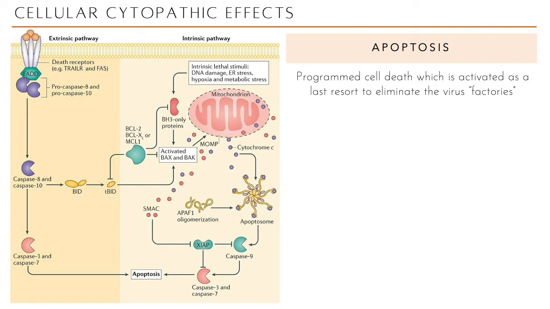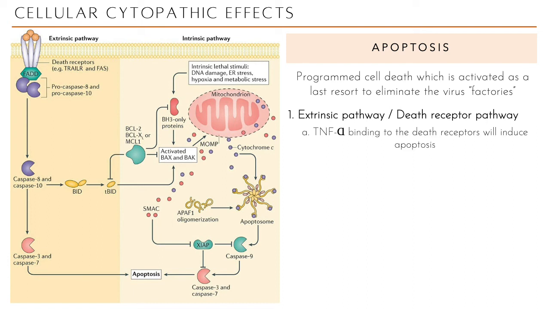I meant that sarcastically. All right, let's make it easy. This is the last slide. The extrinsic pathway would be the death receptor pathway. In the death receptor pathway, you need a certain cytokine, which is TNF-alpha, tumor necrosis factor alpha, to bind to death receptors outside, like TRAIL and FAS, which will induce the apoptotic pathway.